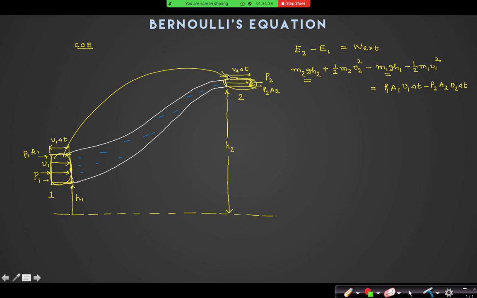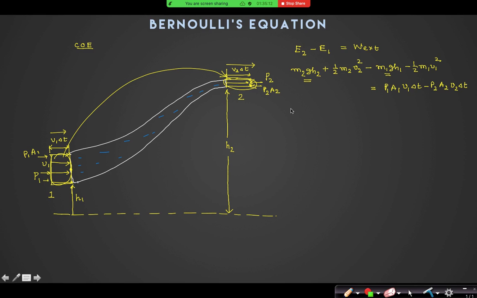Minus, because this volume is coming out in this direction. V2 delta T is in this direction, and this force is in the opposite direction. And here that force is in the same direction as that of V1 delta T. P2 A2, so on one side it's in the opposite direction. Yes, this P2 A2 is in the opposite direction to that of the displacement.